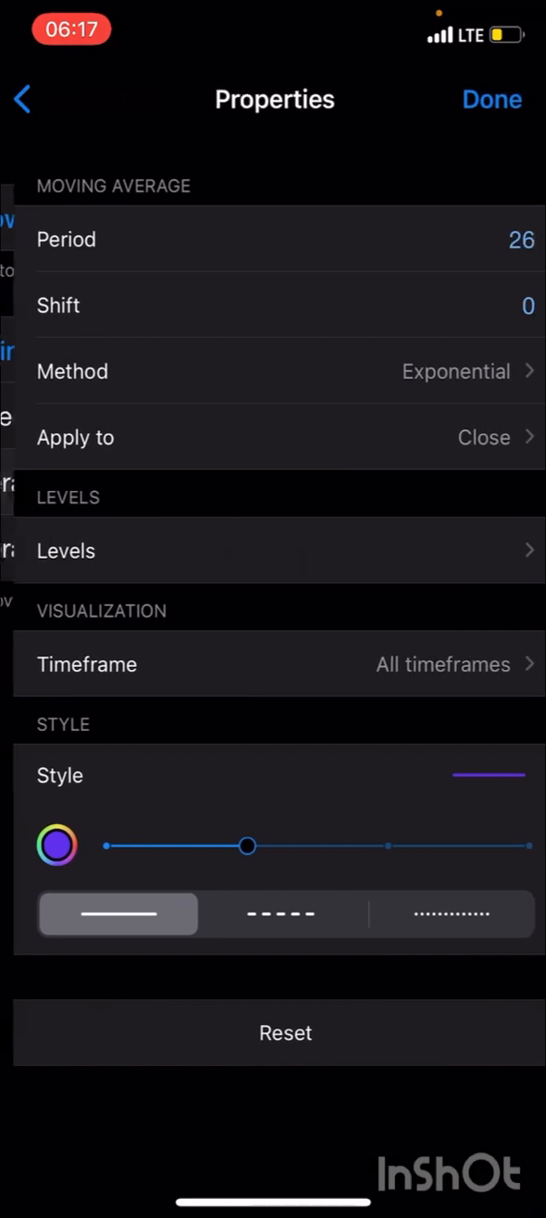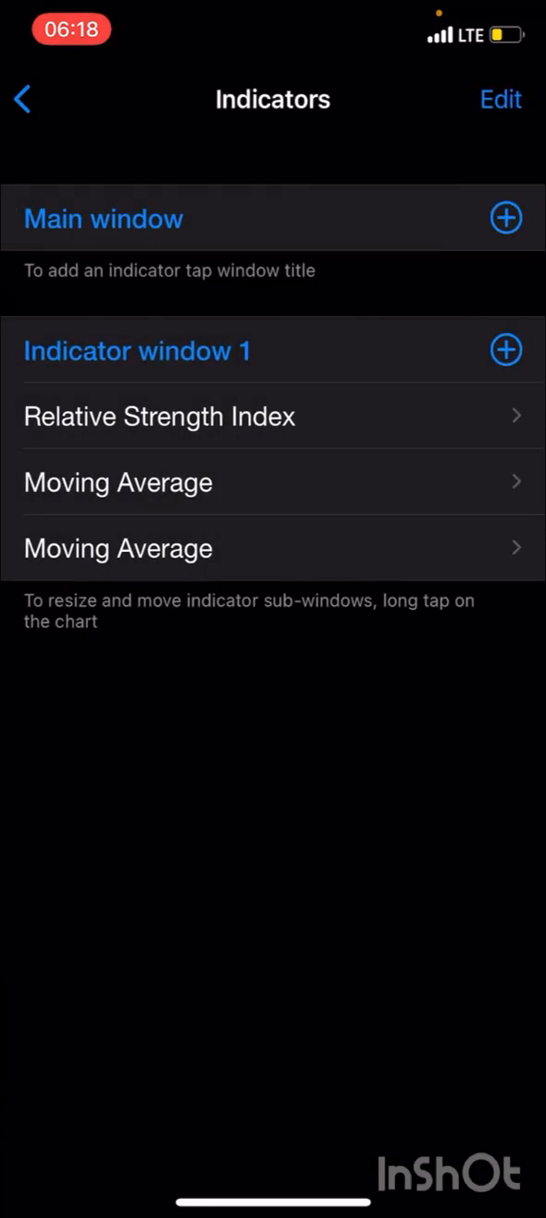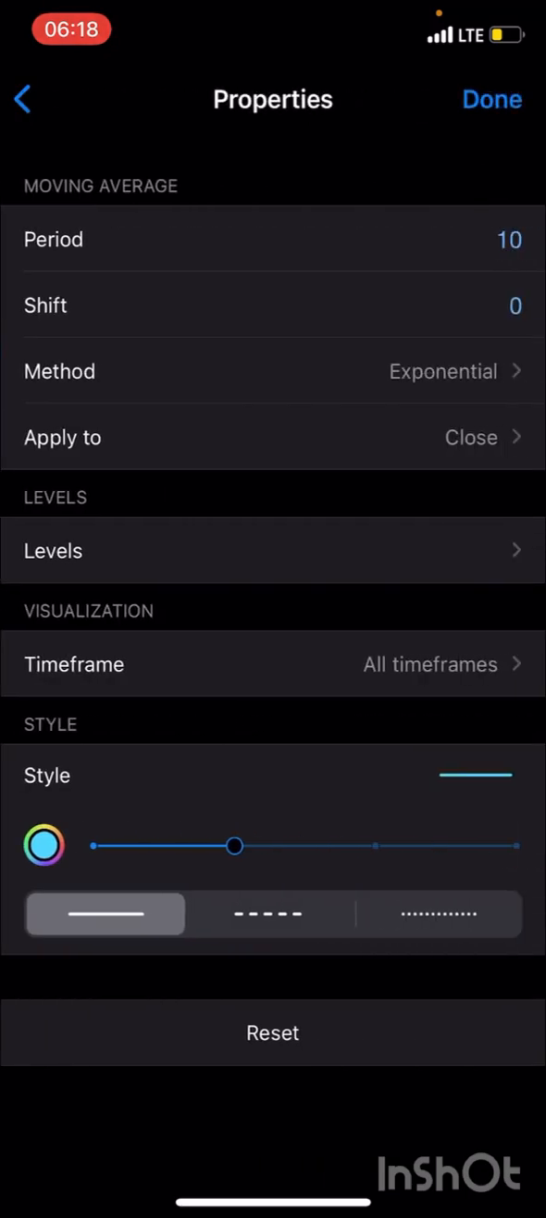The first moving average, the period is 26. Shift is 0. Method exponential. Apply to close. There are no levels. Time frames, you apply to all time frames. You can use any color you want to use. When you're done, you click on done, and you add the second moving average. The only thing that is going to change on this second moving average is the period, which is 10. So you're going to change the period from 26 to 10, and when you're done, you just change the color too. Then when you're done, you click on done and go back to your chart.